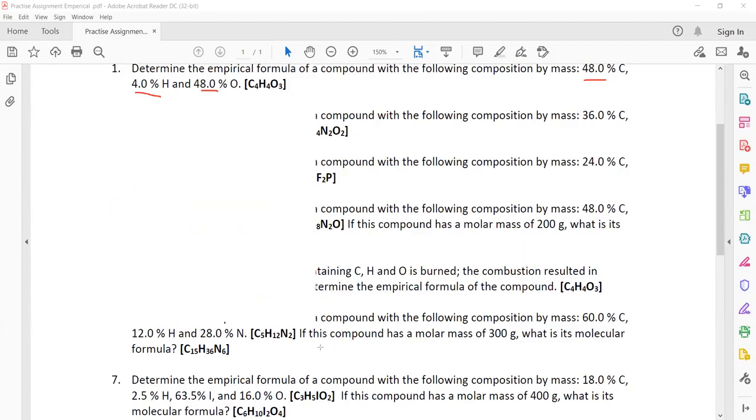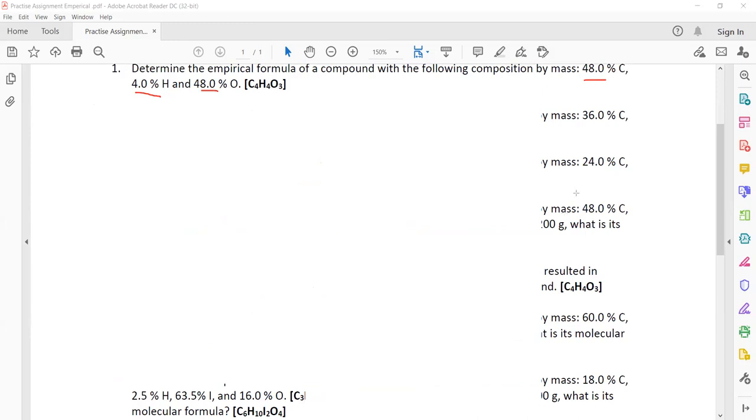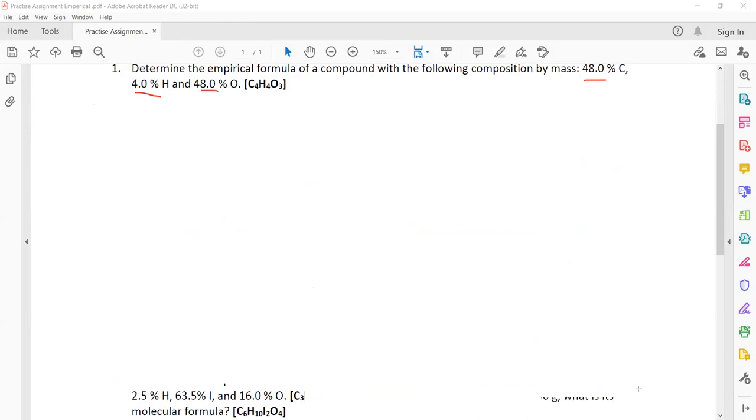So when we are finding the empirical formula, we follow three steps. The compound has carbon, hydrogen and oxygen. It contains 48% carbon, 4% hydrogen and 48% oxygen.